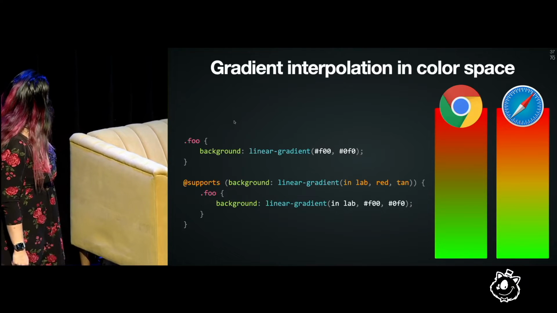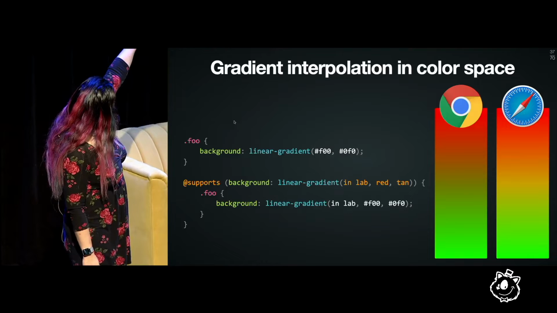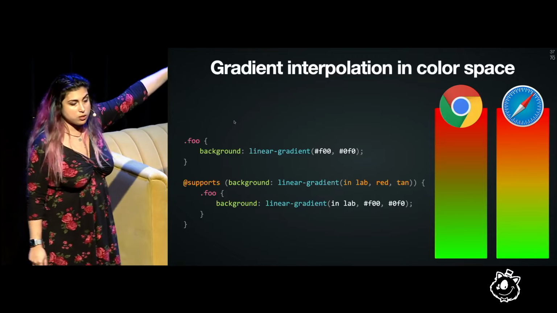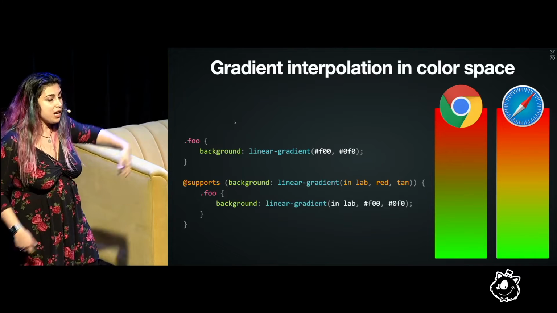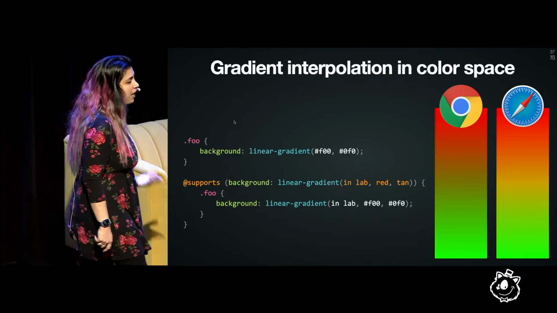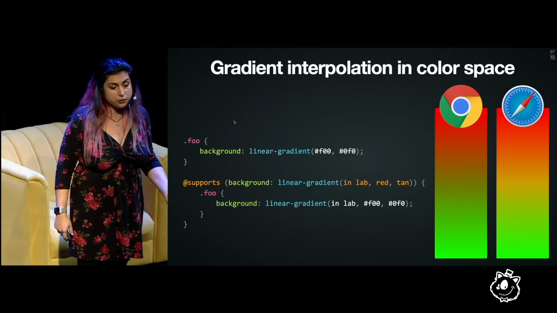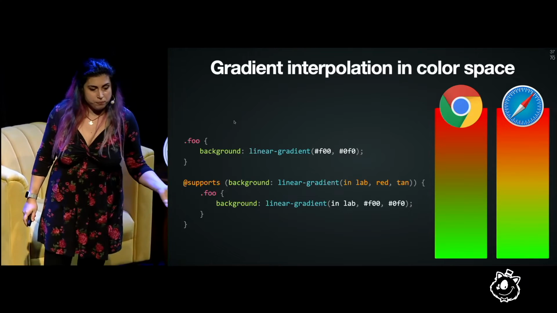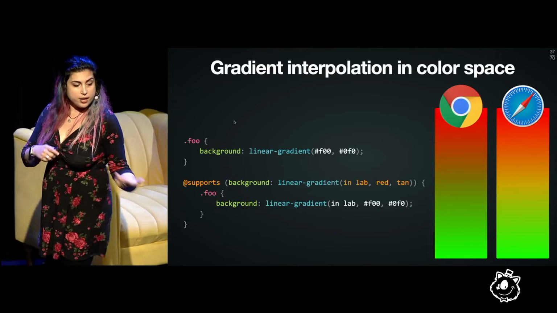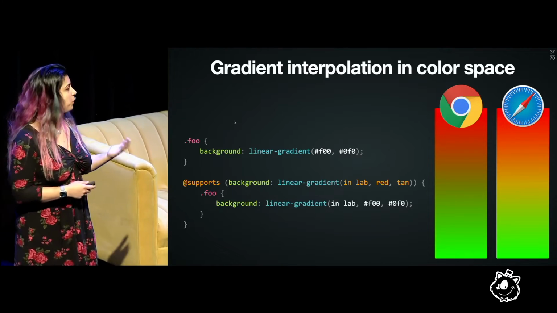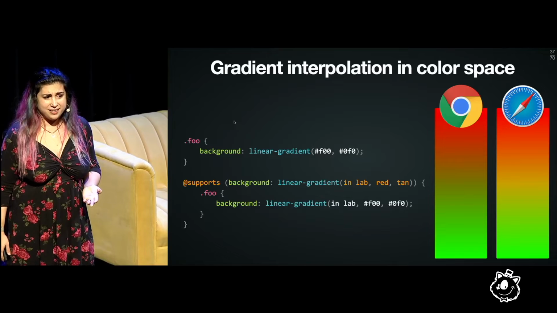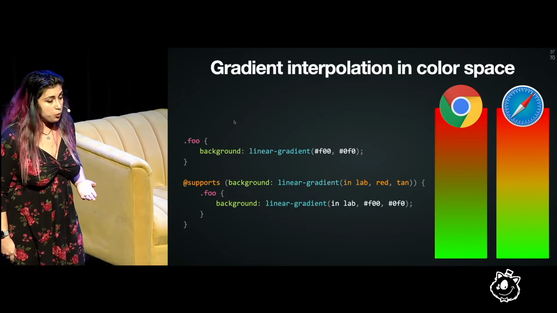And all we have to do to get this is add a token in the beginning of the gradient with the color space it interpolates in. However, this token makes our gradient invalid in browsers that don't support this feature yet. So what can we do? We can use @supports and set a gradient and override it. But then we have to specify every gradient twice, which is kind of awful. So what can we do?